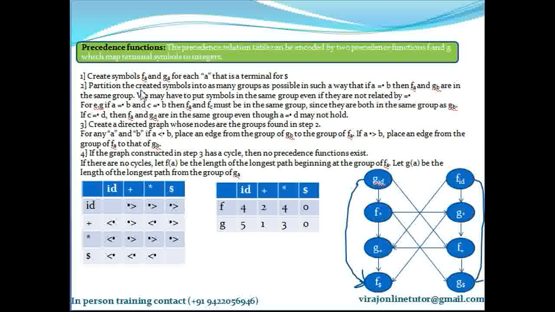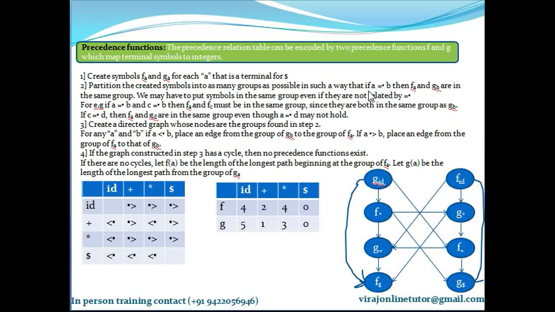I need to create symbols f of a and g of a for each of the terminals including dollar. Okay, so I need to have f of id, g of id, f of plus, g of plus, f of asterisk, g of asterisk, f of dollar and g of dollar. After that is done, I need to partition the created symbols into as many groups as possible, such that, please remember that now I have f and g. A simple tip here would be, always remember that f is on the left, g is on the right.